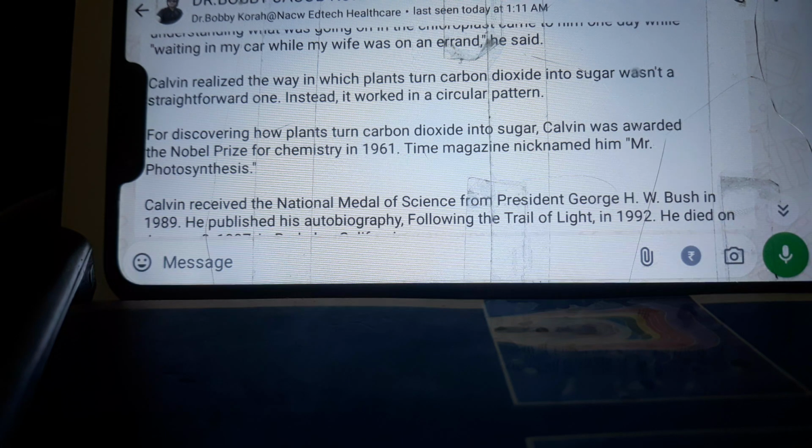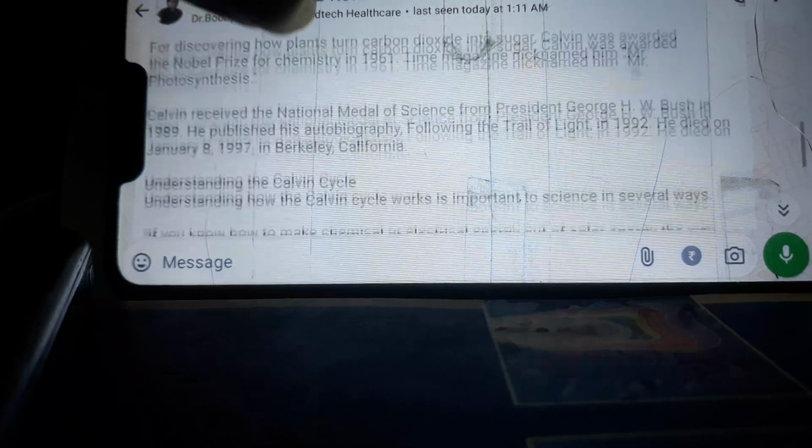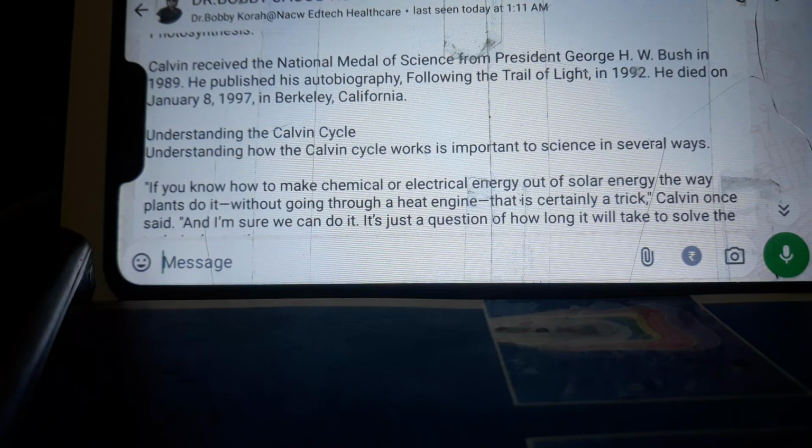Time magazine named him Mr. Photosynthesis. And Calvin received the National Medal for Science from President George H.W. Bush in 1989. He published his autobiography Following the Trail of Light in 1992. He died on January 8, 1997 in Berkeley, California.